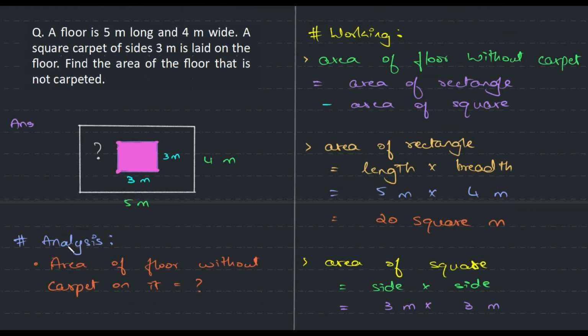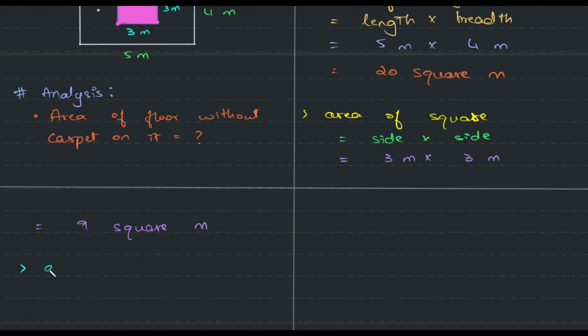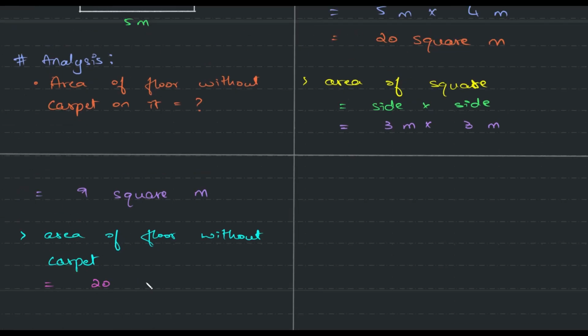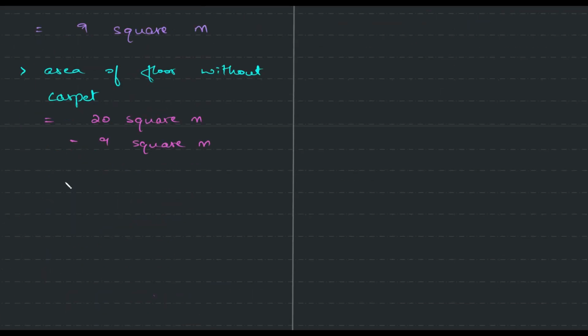Okay guys, then finally the area of the floor without carpet. Area of the floor without carpet will be how much? We already wrote the formula per se. All we have to do is subtract 20 square meters minus 9 square meters. So what is the difference? 11 square meters. That is your answer.